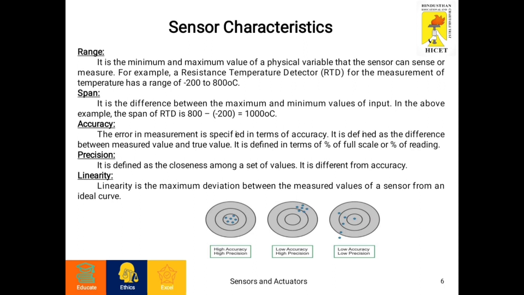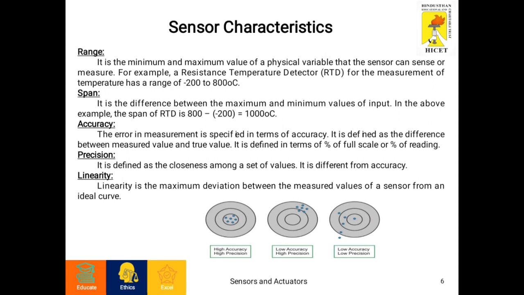The fourth one is precision. It is defined as the closeness among the set of values. You can see in the given image below, in the first image, the values are placed in a very close position. So the accuracy is high and precision is also high. In the next, the values are placed in a close position but in different places. So the accuracy is low and the precision is high.